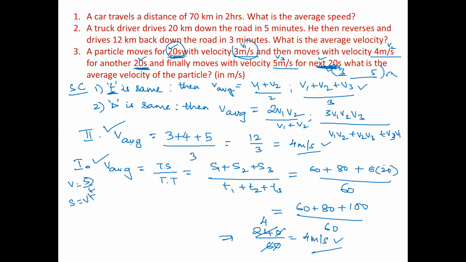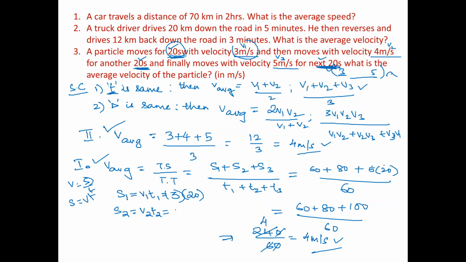Yes, someone was asking a doubt. This second point is there, ma'am. The formula is not clear for me. Total displacement means what? Displacement for the first few seconds, for the second few seconds, for the third few seconds. So displacement 1 is v1 into t1, velocity 1 into time 1. What is velocity 1? 3 meter per second, right? Time 1, 20 seconds. What is displacement 2? Velocity 2 into its time.